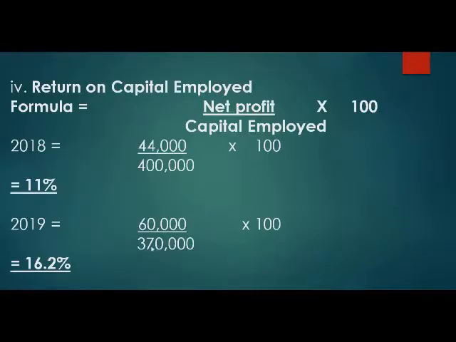That's why you can see it here as 370,000. So 60,000 times 100 divided by 370,000 will give us 16.2%. So the excess of accounting ratios is to compare the present year with the previous years. Looking at this solution, you will see that in 2018, Nuje Limited has 11% capital employed. Then in 2019, it rises to 16.2%.